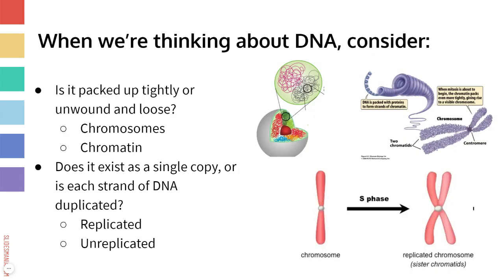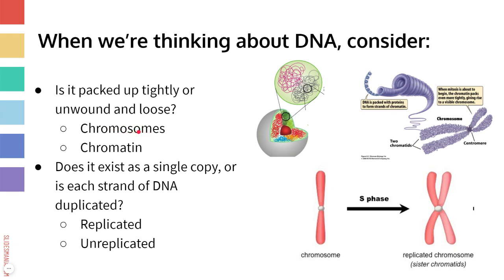Okay, so there are two big questions that I want you to ask yourself when you're looking at the DNA in a particular stage of the cell cycle. And the first question is: is it packed up tightly or is it unwound and loose? These are the two main forms that DNA can come in. So if the DNA is packed super tightly, then we call that a chromosome.